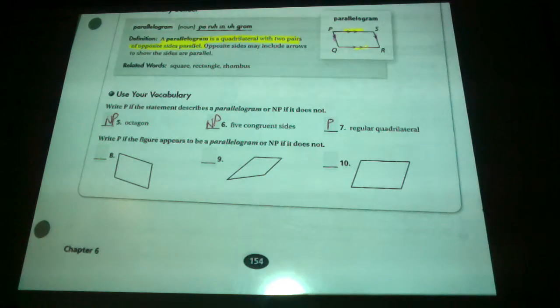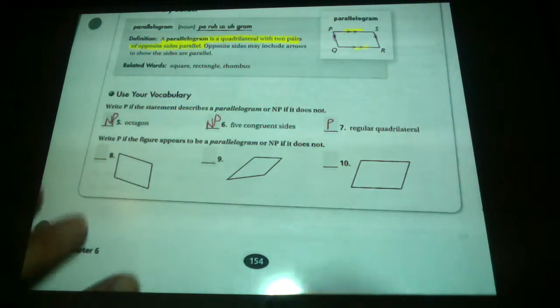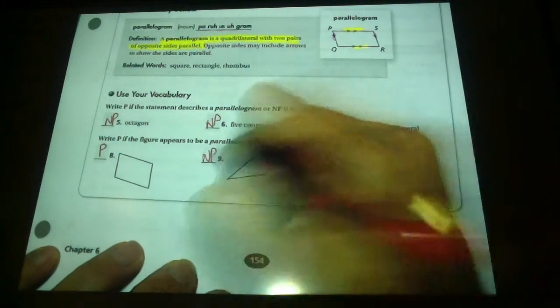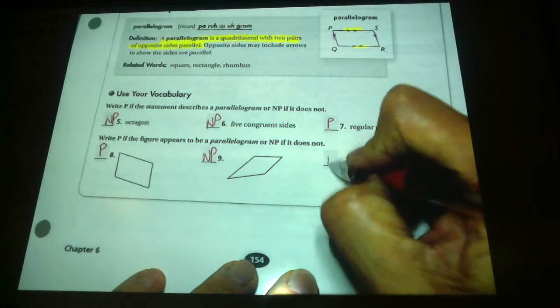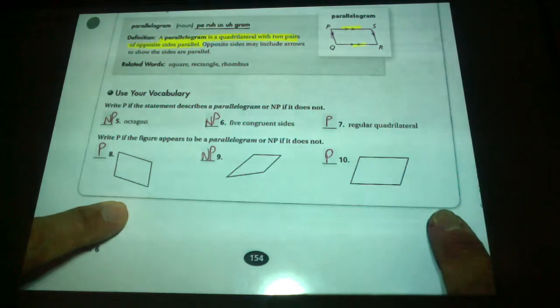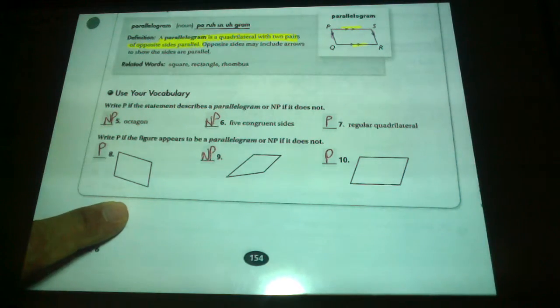So on 8, 9, and 10, I want you to write P if the figure appears to be a parallelogram and NP if it does not. What do you think about 8? Yes or no? Yes. What about 9? No. And what about 10? Yes. Now I'm going to stop you here, and you cannot look at a picture and make assumptions, by the way, in this chapter. So unless you are led to believe via the characteristics of a parallelogram, you cannot assume.